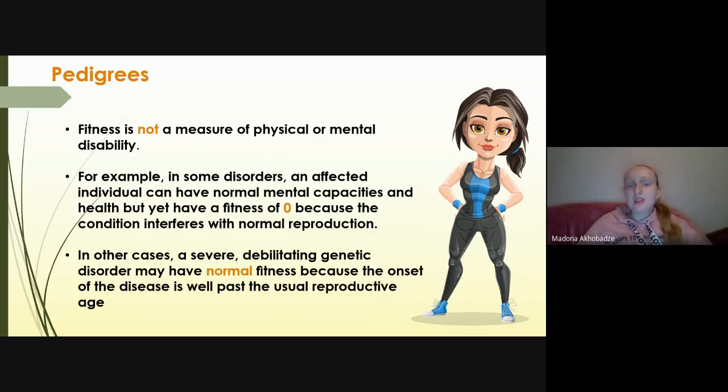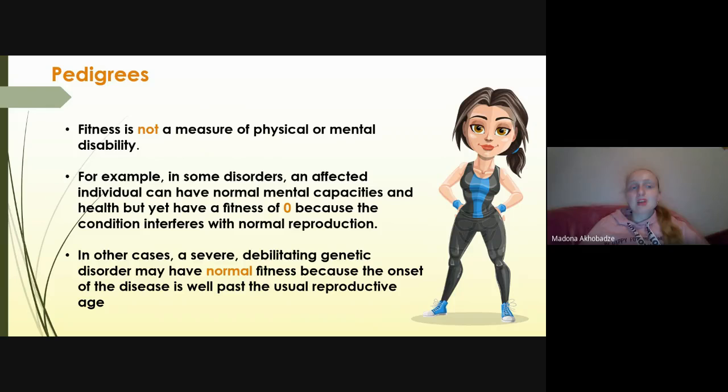But usually, their mental ability is intact. It means they're just hostages. The brain is the hostage of their body. So the fitness is zero. It doesn't define the mental ability. Okay, and in case of Alzheimer's disease, it is not affecting the mental ability, their fitness.